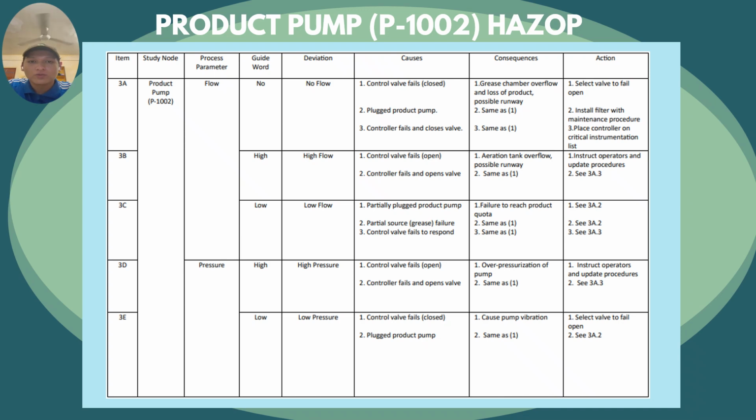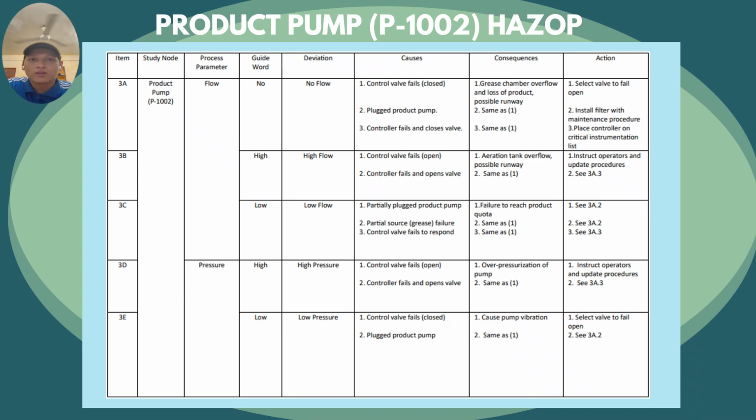Assalamualaikum warahmatullahi wabarakatuh. My name is Ahmad Farhan Hanzola, and I will present to you the product pump P1002 HAZOP. For the study node, we of course have the product pump P1002, and the process parameters there are two, which are flow rate and pressure. Now for the guide words, there is no, high, and low for the flow, and high and low for the pressure.